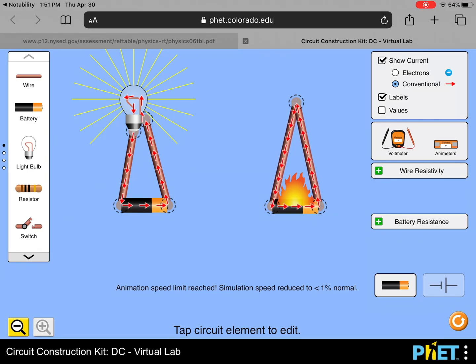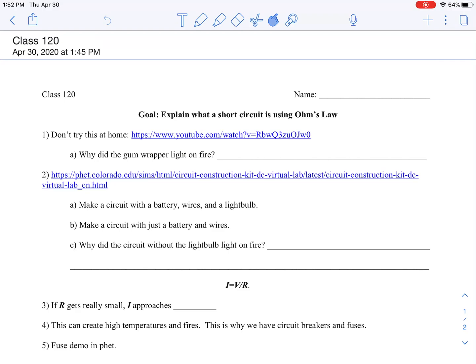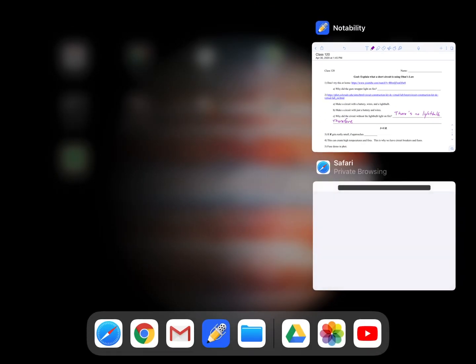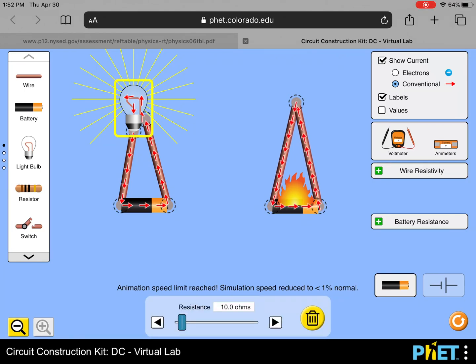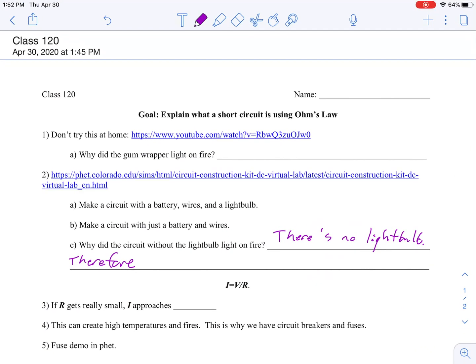All right. So why is one lighting on fire but not the other? That's our question. Why did the circuit without the light bulb light on fire? You might say, and you wouldn't be wrong in saying this, there's no light bulb. But even more important, what does the light bulb provide in the circuits? Using Ohm's law, does the light bulb provide voltage, current, or resistance? Here's a hint, just look at the light bulb, click on it. The light bulb provides resistance.